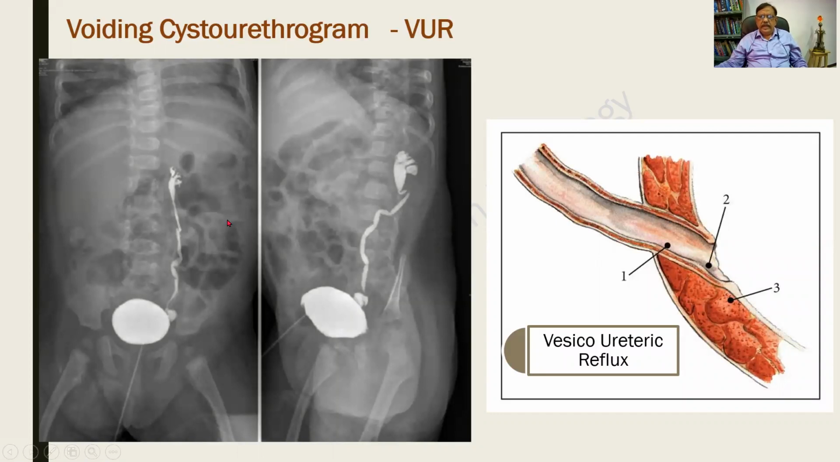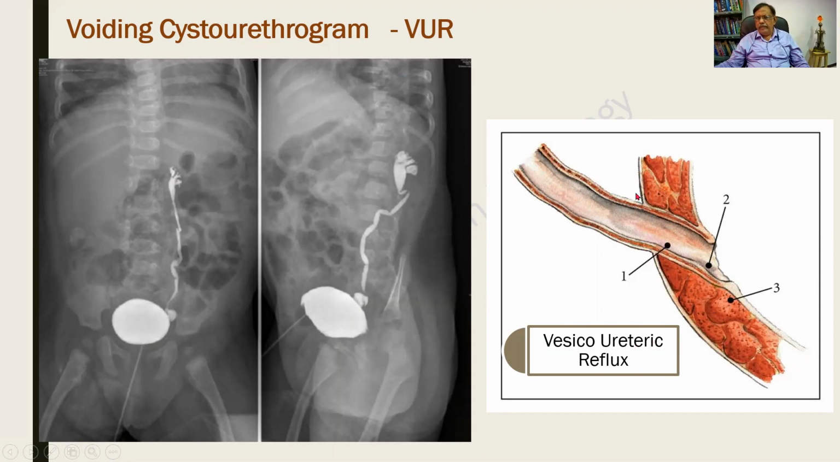This is the picture that I had projected first. It is called a voiding cystourethrogram. Probably the patient was having a urinary infection and this has been done. A contrast material is injected into the bladder, and when the patient passes urine, generally what should happen is it should pass outside. But in this picture I am finding the contrast material is ascending the ureter. This is called vesicoureteric reflux. And this is a vesicoureteric reflux.